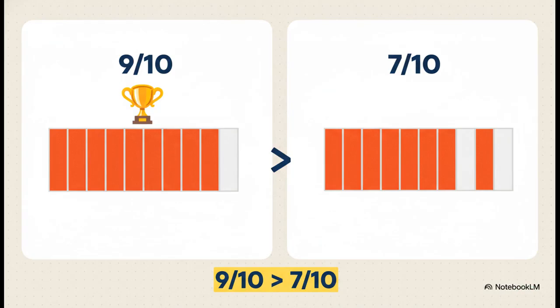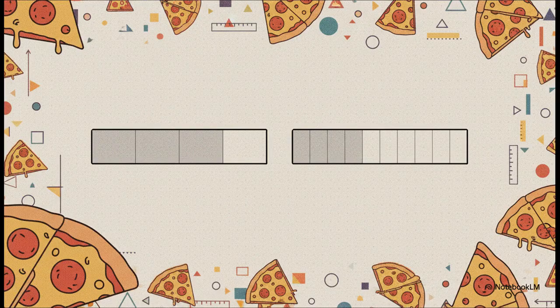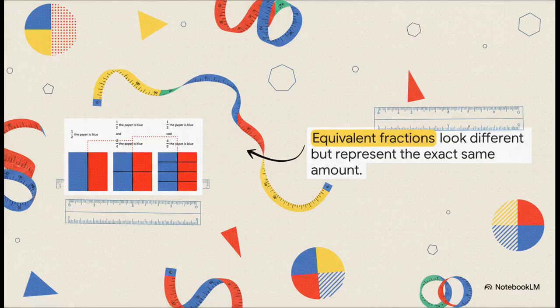Okay, so how do you compare them? Easy. If the bottom numbers match, the bigger top number is bigger. But what if the top numbers match? The rule flips. The one with the smaller bottom number is bigger. Just think about a pizza, right? A slice from a pizza cut into 4 is way bigger than one cut into 10. And get this, some fractions look totally different, but are actually the same amount. We call them equivalent fractions.